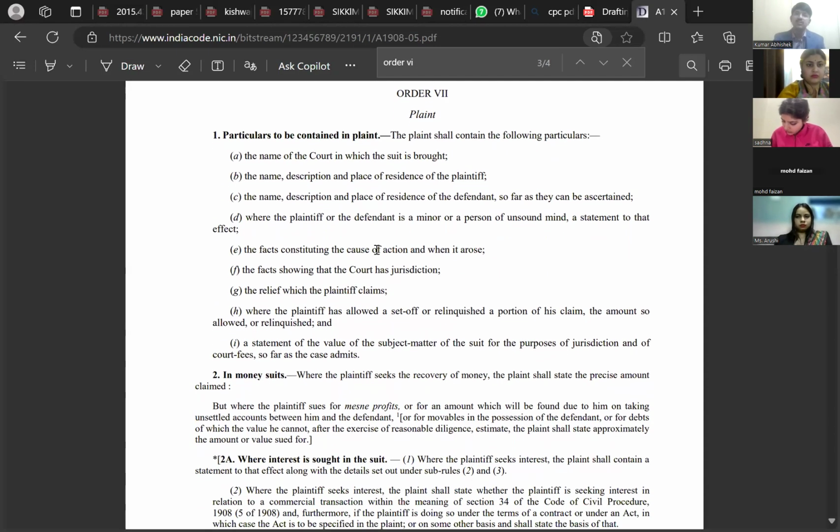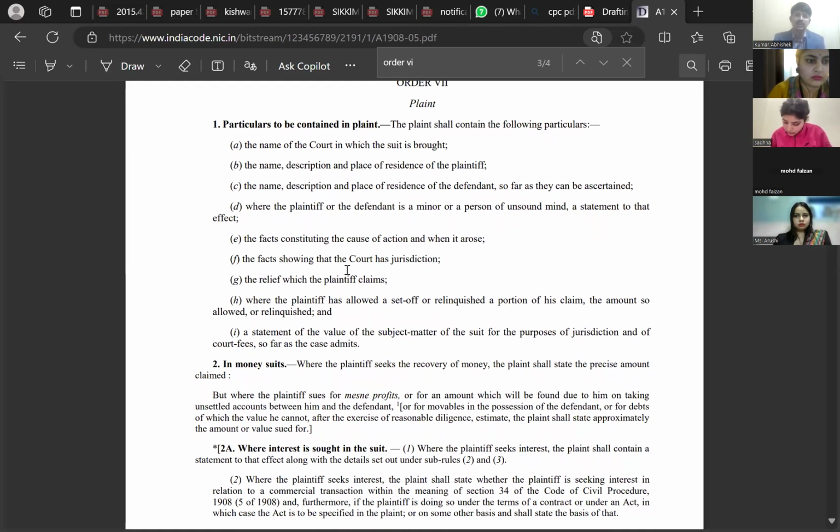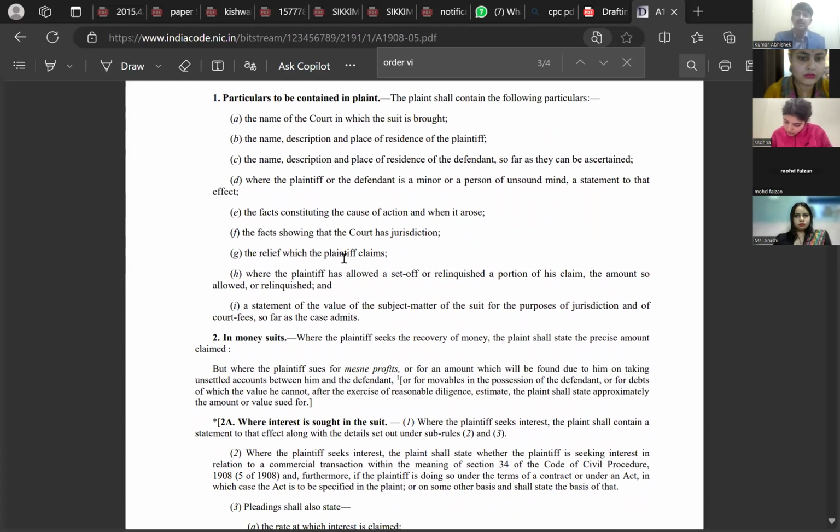Then the facts constituting the cause of action and when it arose. The facts showing that the court has jurisdiction. So you will have to state the relevant law under which the court is having jurisdiction. In this case, you will obviously be citing the law to show that the court is having jurisdiction on the basis of the pecuniary limit or the territorial limit or due to the residence of the parties. Then the relief which the plaintiff claims. So generally we draft it in the form of the facts and the grounds.